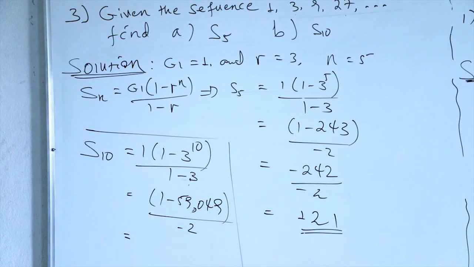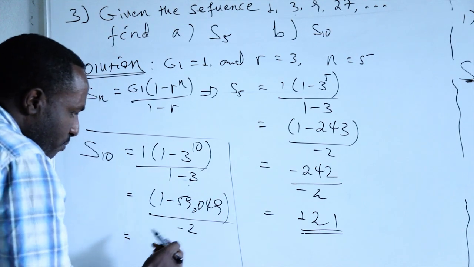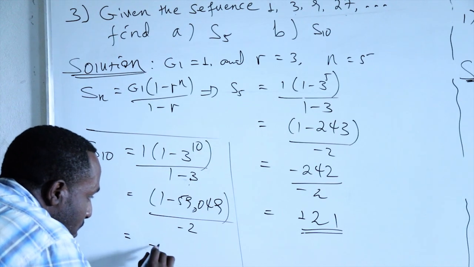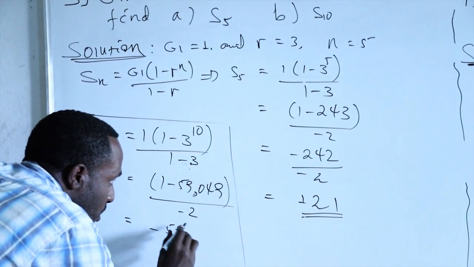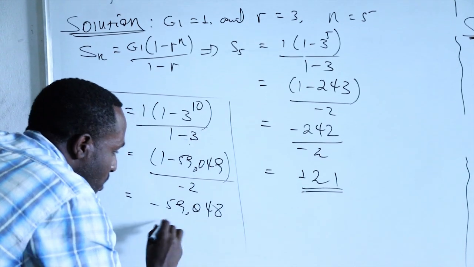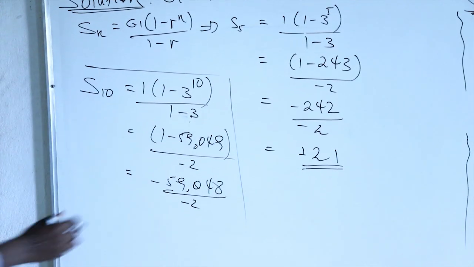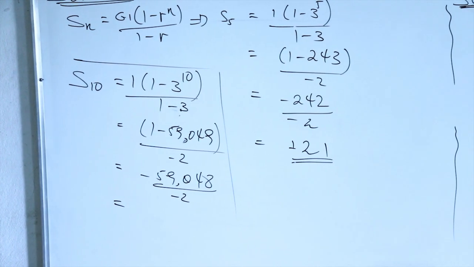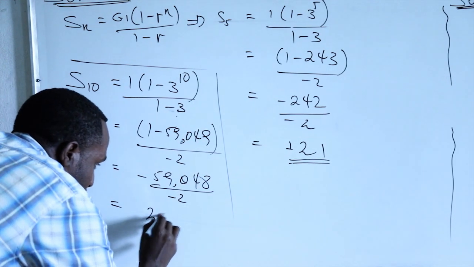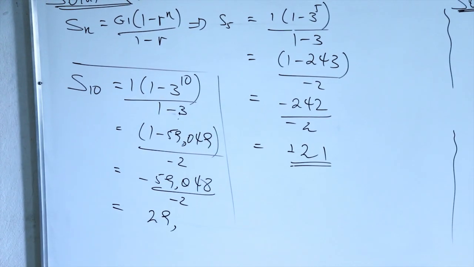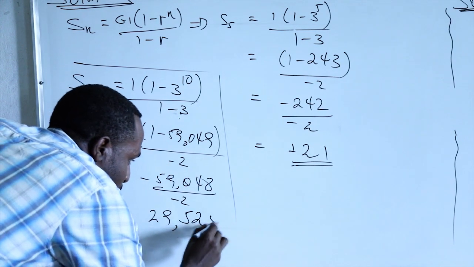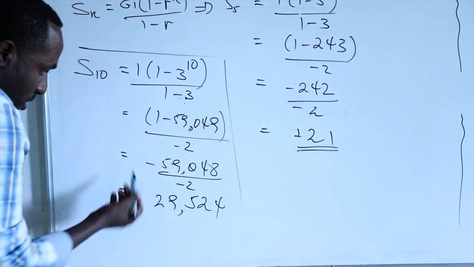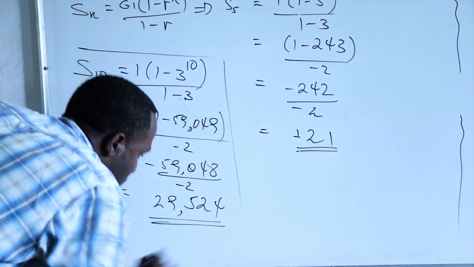When you subtract 1 from 59,049, the result is negative 59,048 over negative 2. Negative with negative cancels out. When you divide this by 2, the result is 29,524. So your answer should be 29,524.